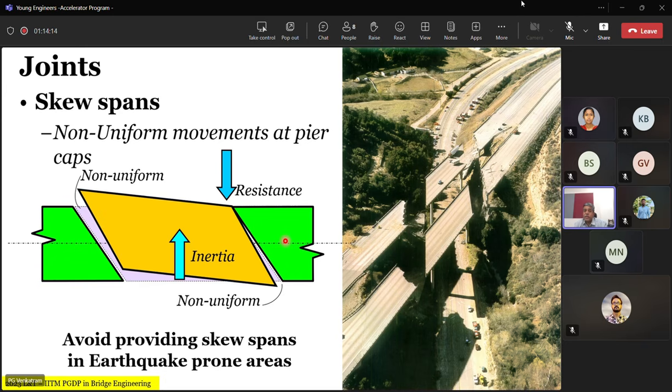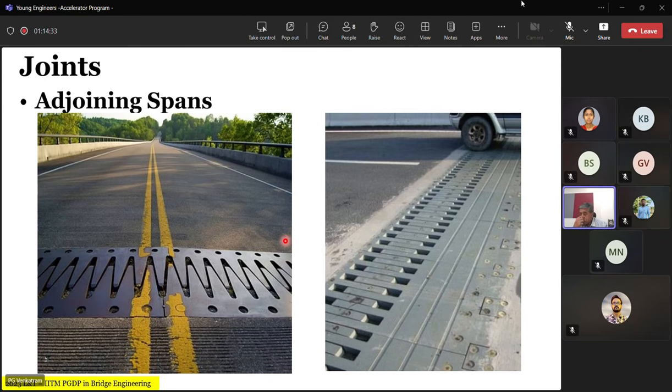And we looked back, recapped, and said that we should avoid skew spans because the direction of movement due to various phenomena is relatively completely changed, especially due to the inertial effects. Not only that, the thermal effects also differ because of the orientation of the fixed bearings, etc. So the joints between the adjacent spans have different types. The picture that you see here is called a finger type joint. Finger type joints mean there is a finger on one superstructure and a finger on the other structure, all bolted to the deck, and this is meant for very large movements.